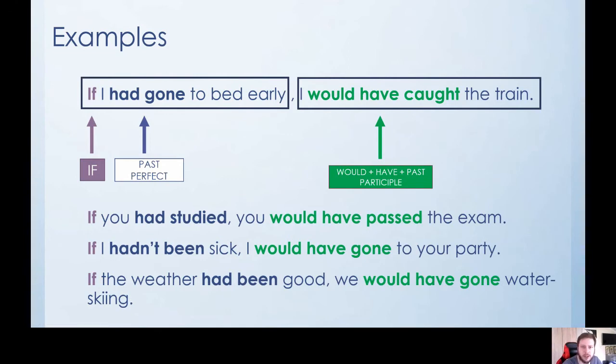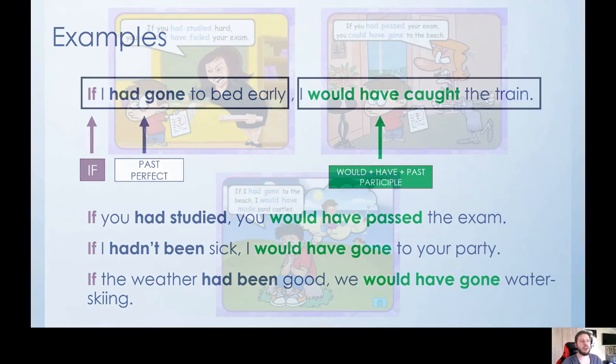Okay, we're speculating about something that didn't happen in the past, and we're imagining it. We're imagining it, and we're imagining the possible result. Let's look at a short story.